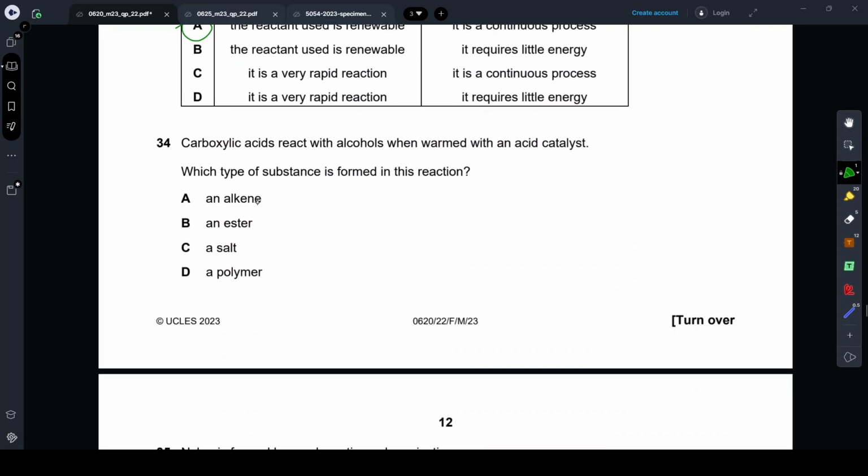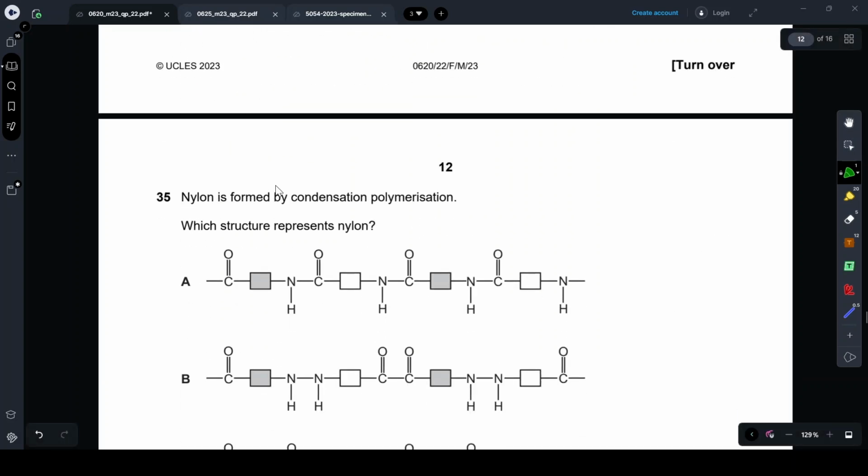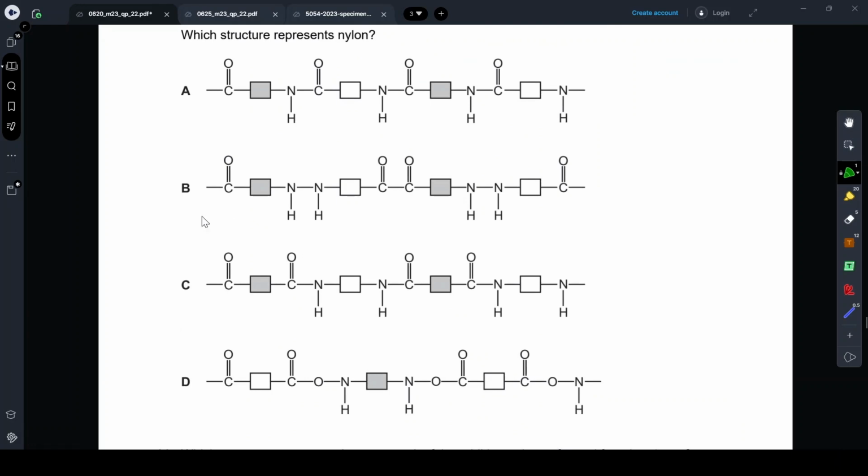All right. Carboxylic acids react with alcohols when warmed with an acid catalyst. That's the formation of esters. What type of substance is formed? I just gave you the answer. B. Yeah. Oh, look. Same.